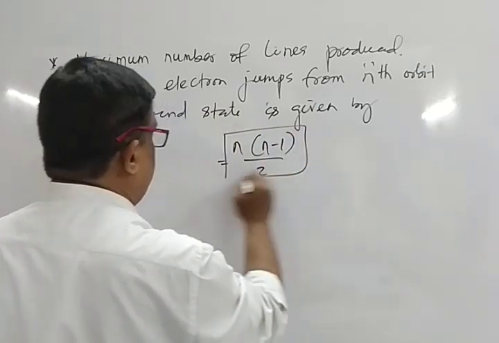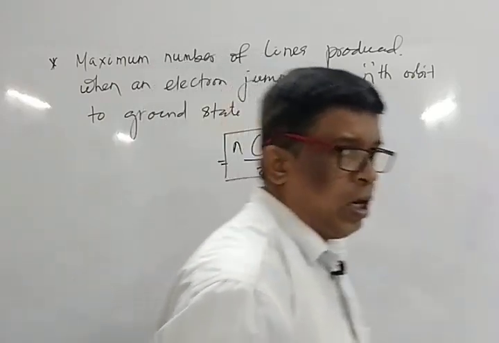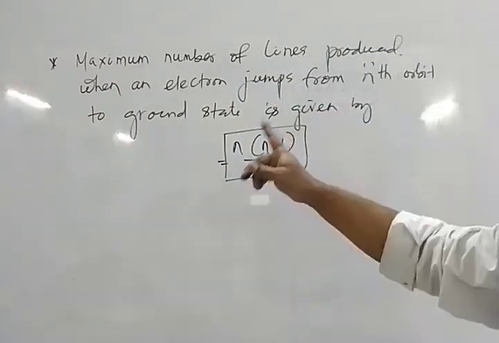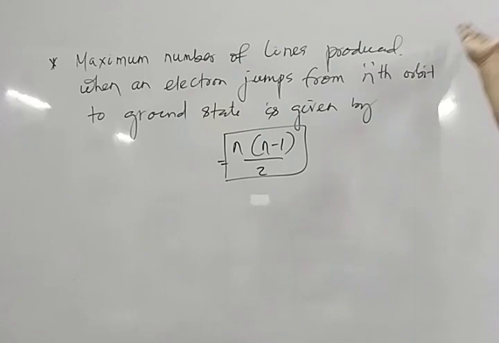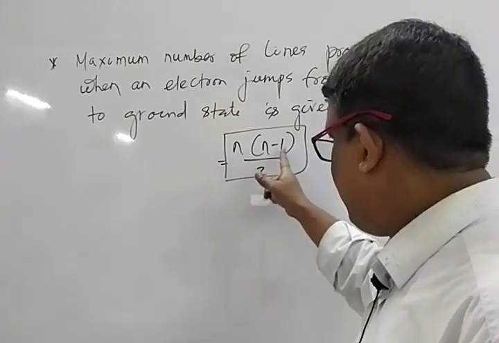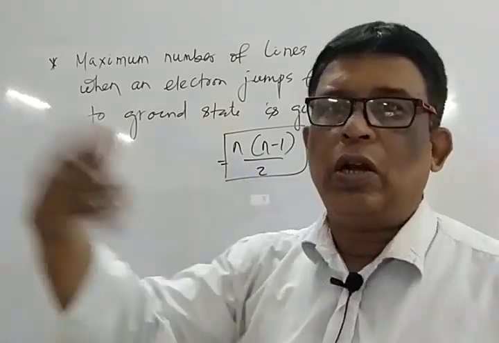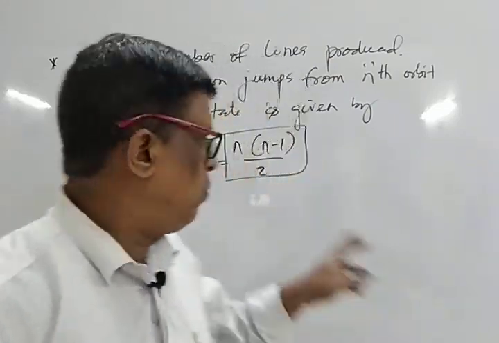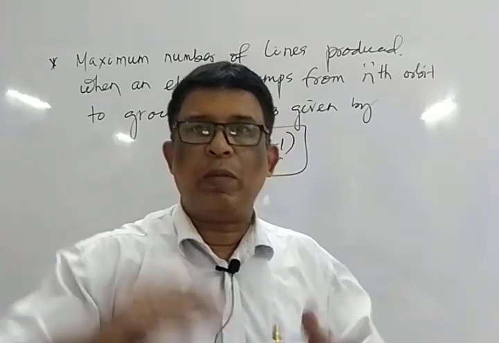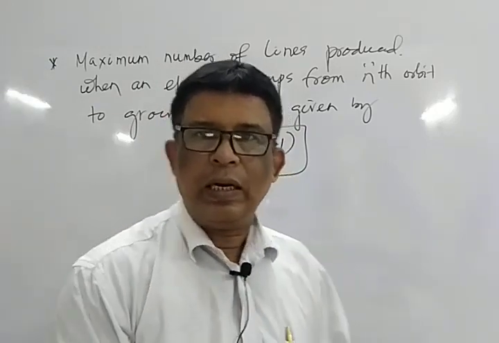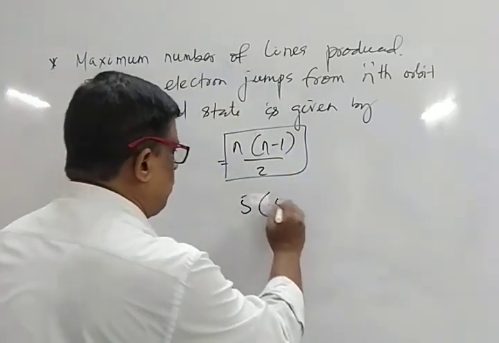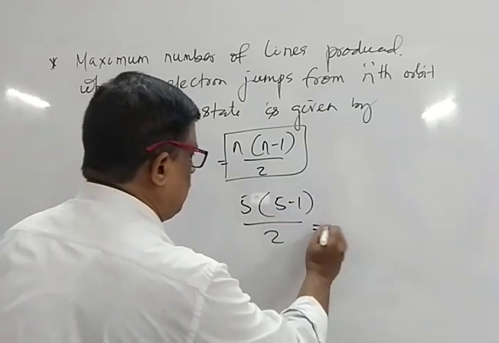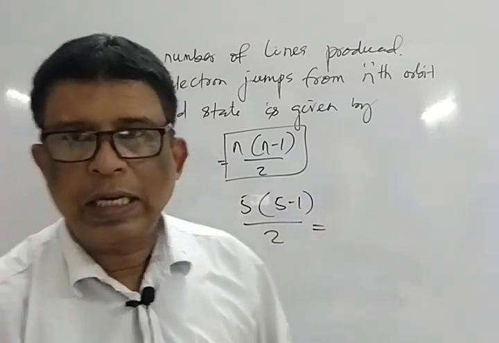This is known as the number of spectral lines produced. Number of spectral lines produced when an electron jumps from nth level to the ground state, that is K shell, is equal to n into n minus 1 by 2. N is known as the number of the shell, that is second shell, third shell or fourth shell. Suppose an electron jumps from fifth shell to the ground shell, then the value is fifth whole into fifth minus 1 by 2. This is the number of lines produced.